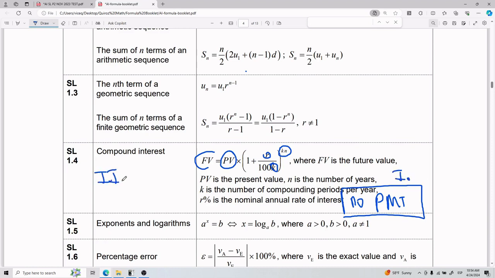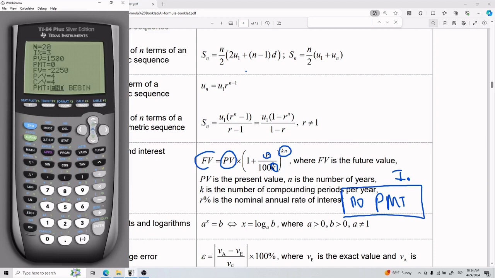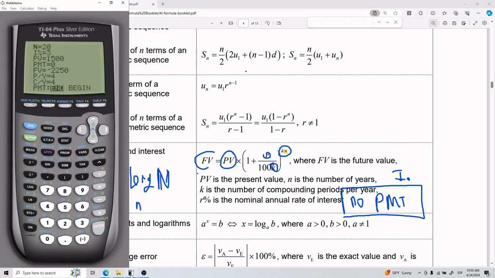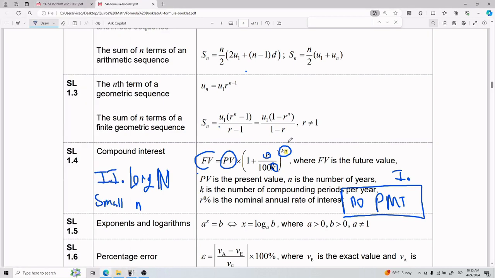Difference number two is that on the finance app, you have an N. And for the compound interest one, you also have an n. But careful, on the finance app, you have big N, and on the compound interest one, you have small n. And yes, there's a difference. The difference is that big N is k times n. And so k times n gives you big N. Okay? So big N is k times n, and little n just stays as n.